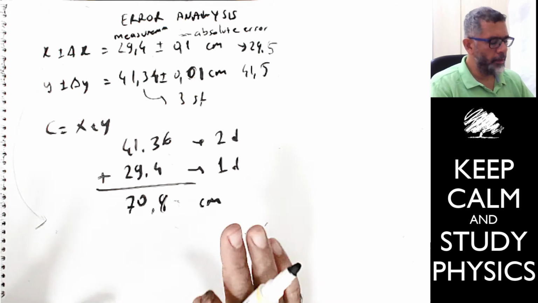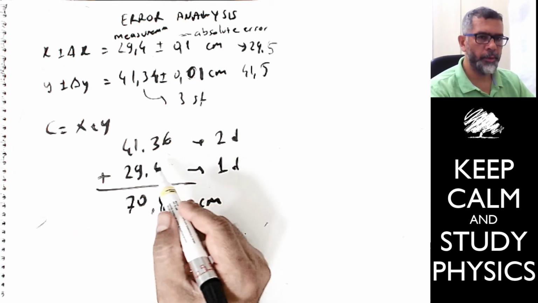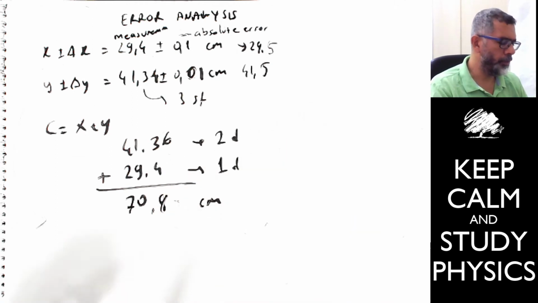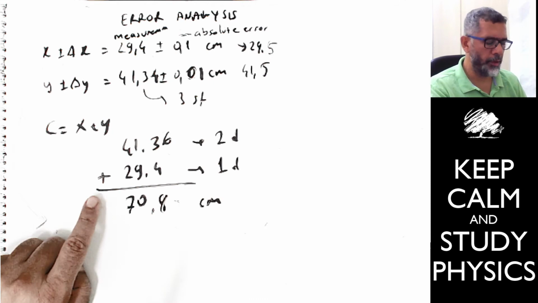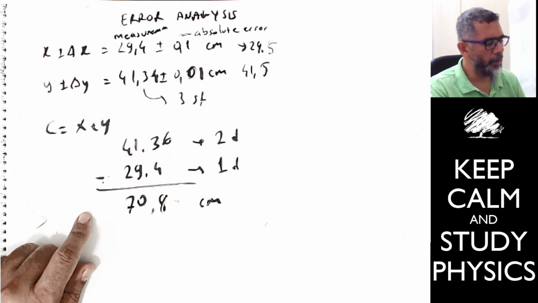So this is the rule for adding measured quantities by looking at the number of digits after the decimal point. This is how we did it, and we do the same for subtraction. We use the same trick, the same rule.